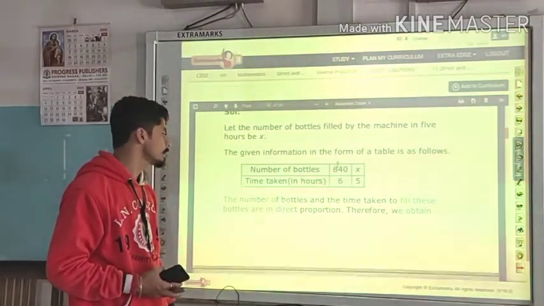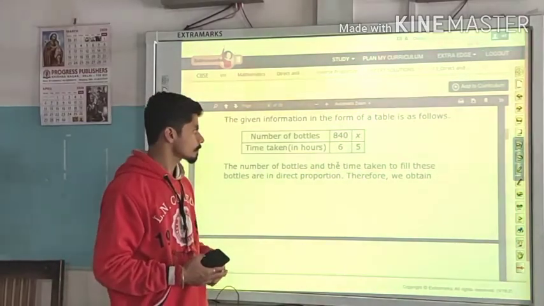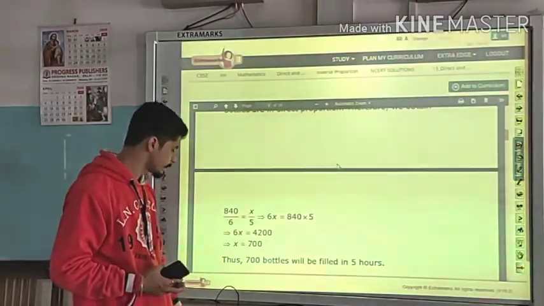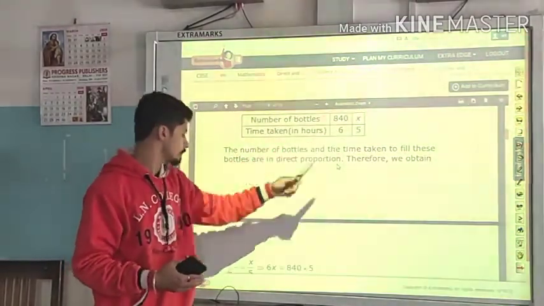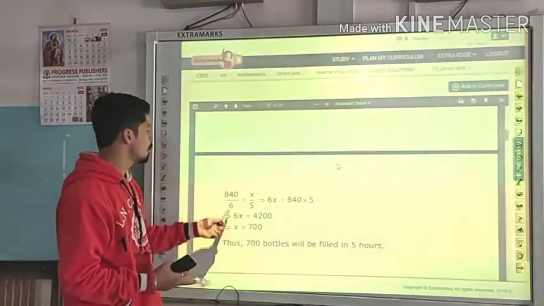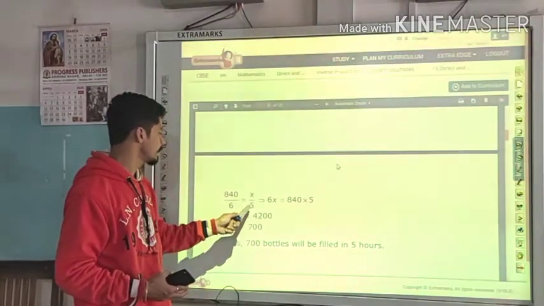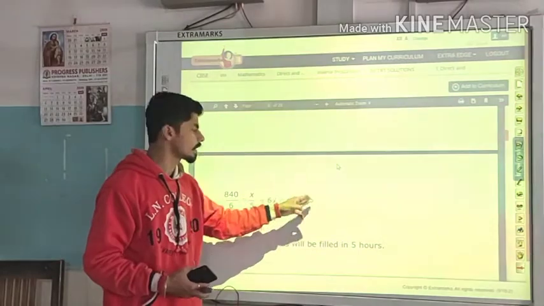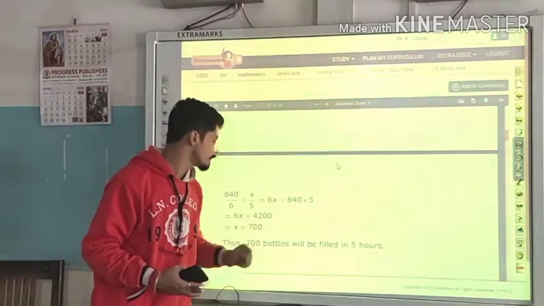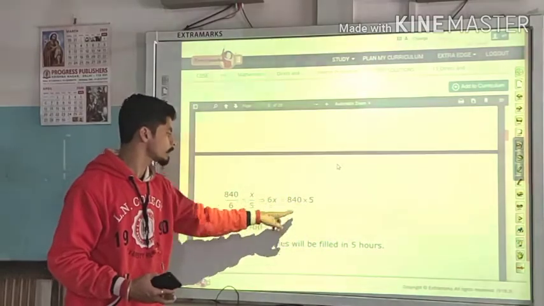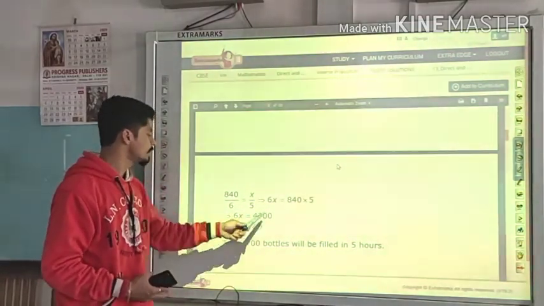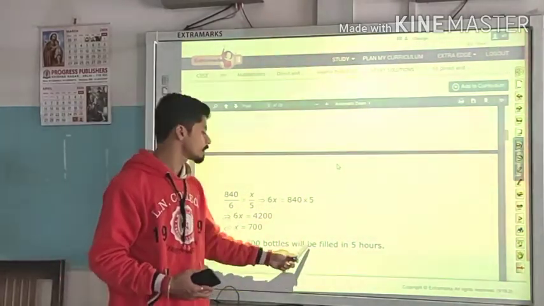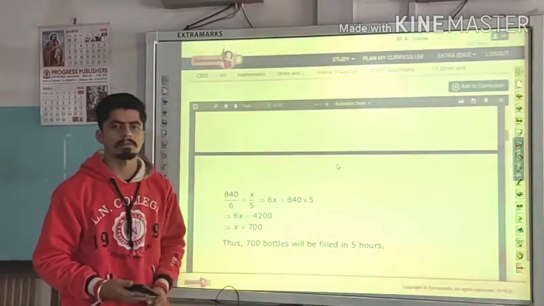So the data is given in direct proportion. The fraction will be 840 upon 6, as per the table, is equal to x upon 5. Now by cross multiplication, 6 into x, 6x, is equal to 840 into 5. 6 will be transferred from LHS to RHS, from multiplication to division. The product of 840 and 5 will be 4200, and 6 will divide it: 6 sevens are 42. That means x is equal to 700. So 700 bottles will be filled in 5 hours, and that's all the solution of question number 4.